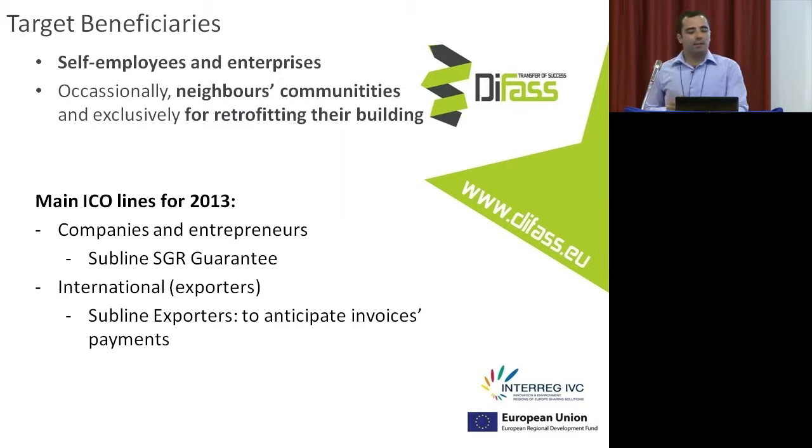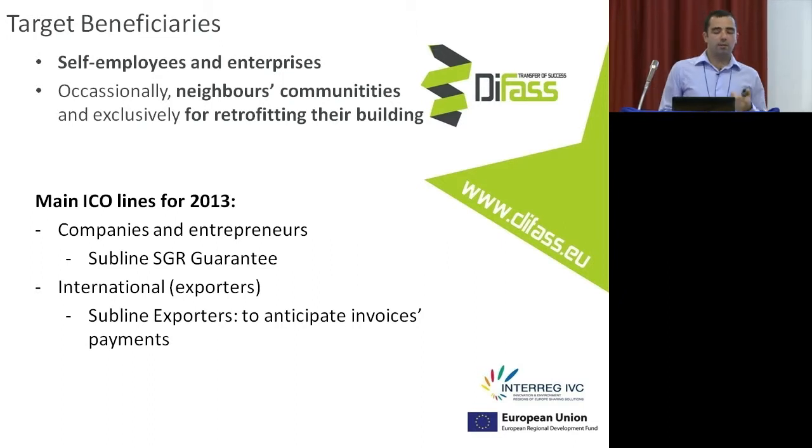The main ICO lines for 2013 are companies and entrepreneurs, and international. Each of these lines has a sub-line according to special circumstances. For instance, the sub-line SGR warranty in companies and entrepreneurs is for those loans which use an additional warranty organization as an intermediary, which also provides a warranty for the loan.